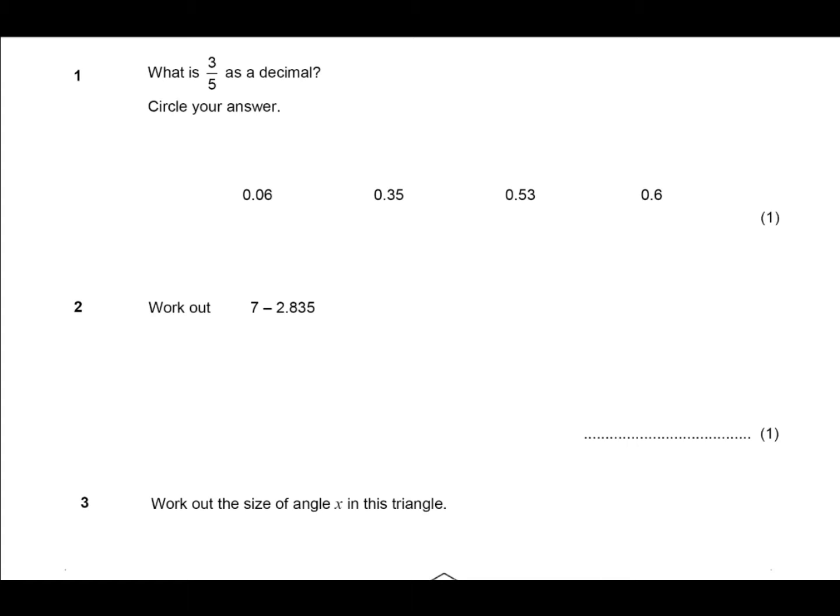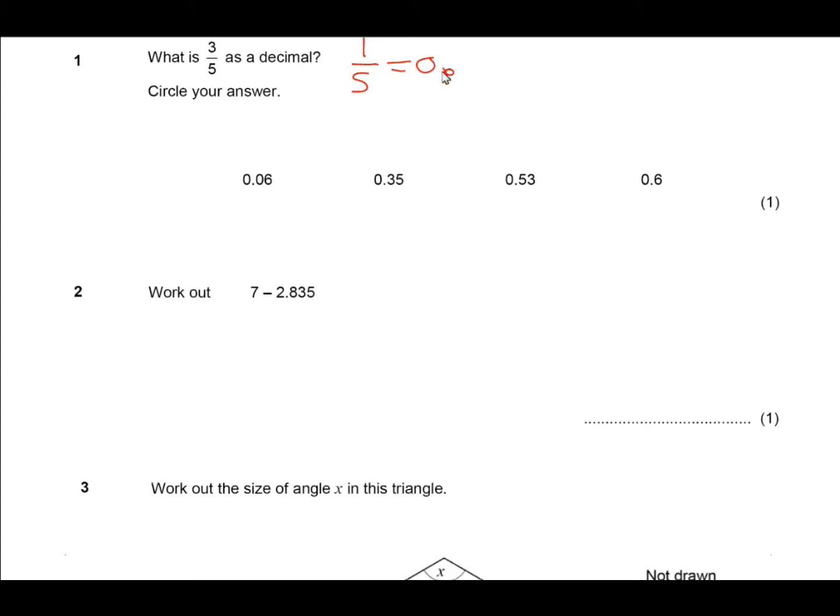Let's start with question 1. What is 3/5 as a decimal? Well, one of the decimals we've asked you to remember is that 1/5 is 0.2. Therefore, if you have 3 lots of 0.2, you end up with 0.6. So your correct answer is 0.6, and that's what you'd circle.